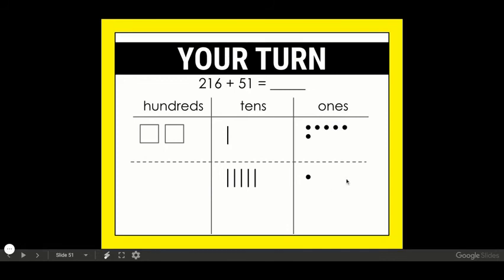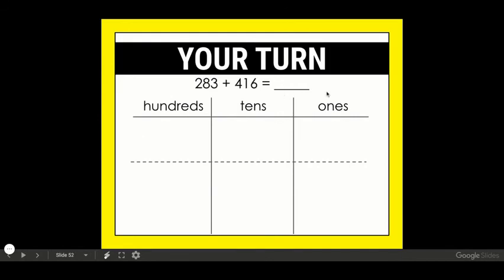All right, now your job is to add up all of the ones, add up all of the tens, and add up all of the hundreds. And let's see if we get the same answer. Okay, let's check. Did you get a total of 7 ones? Did you get a total of 6 tens? And a total of 2 hundreds? So your sum is 267.